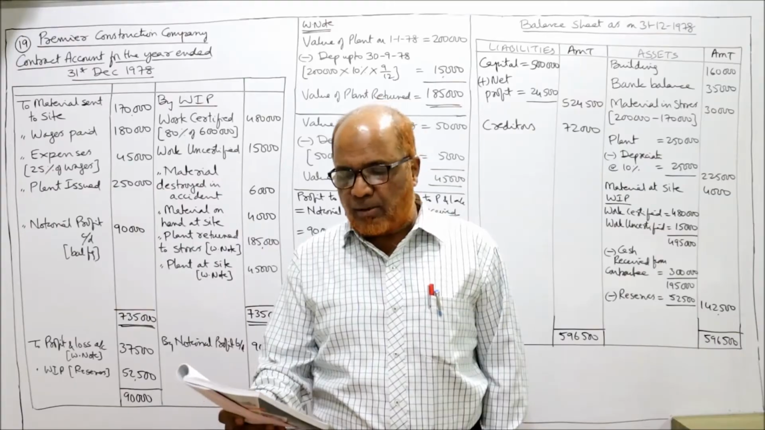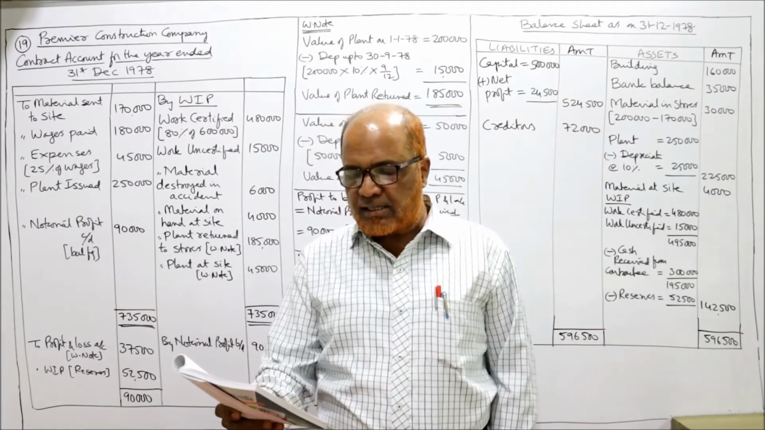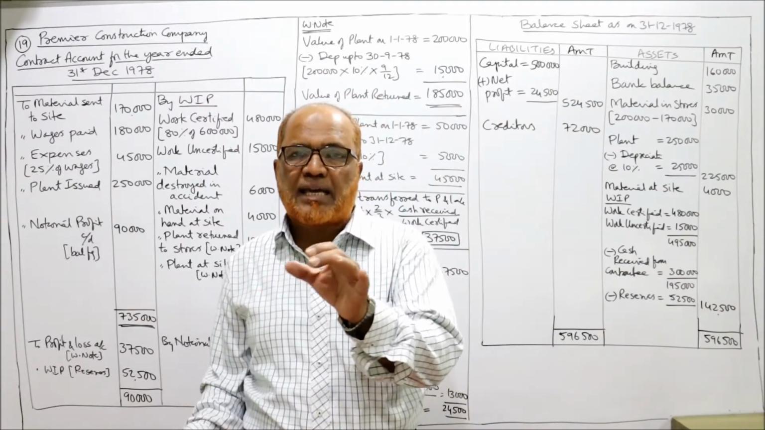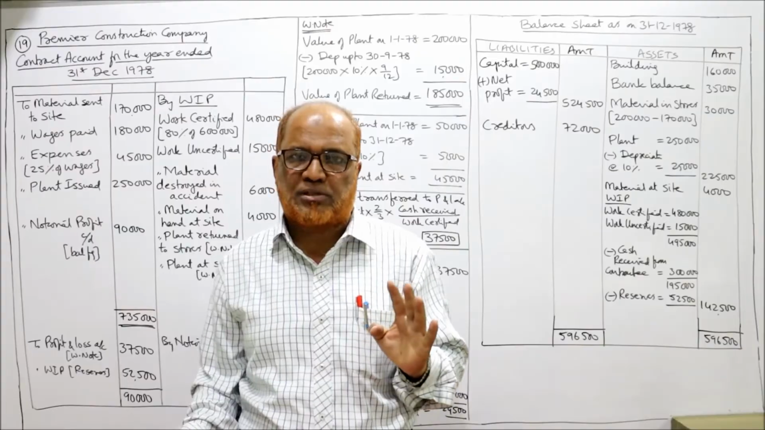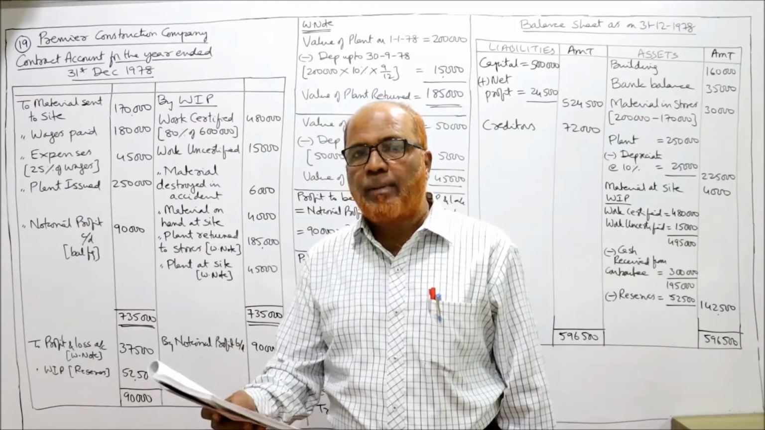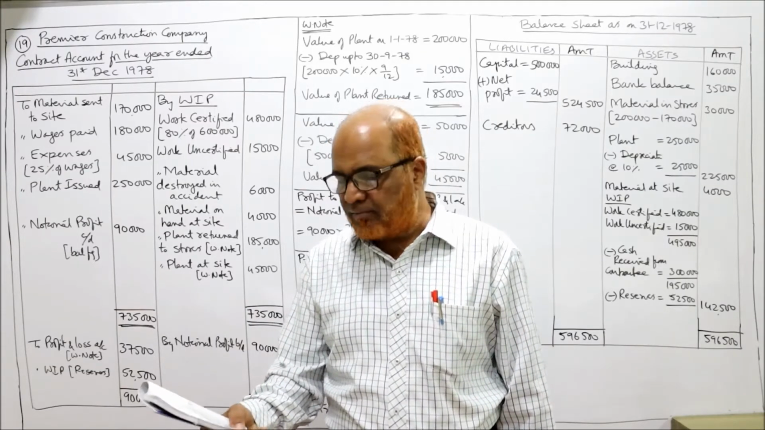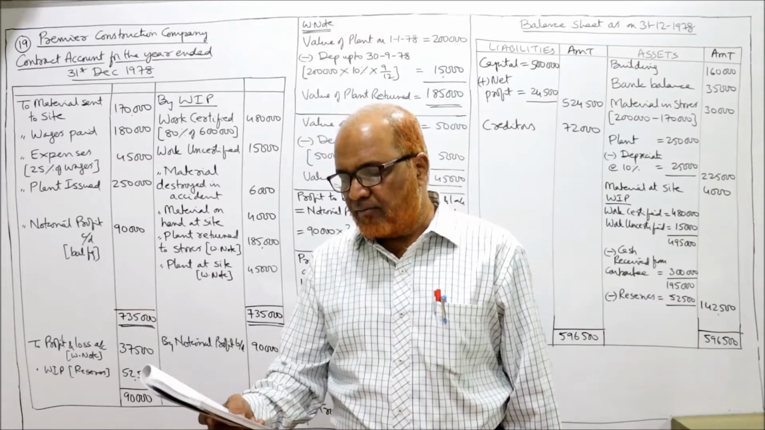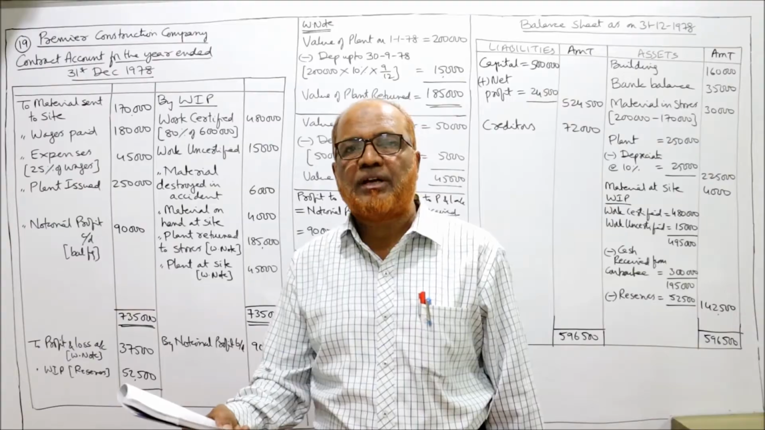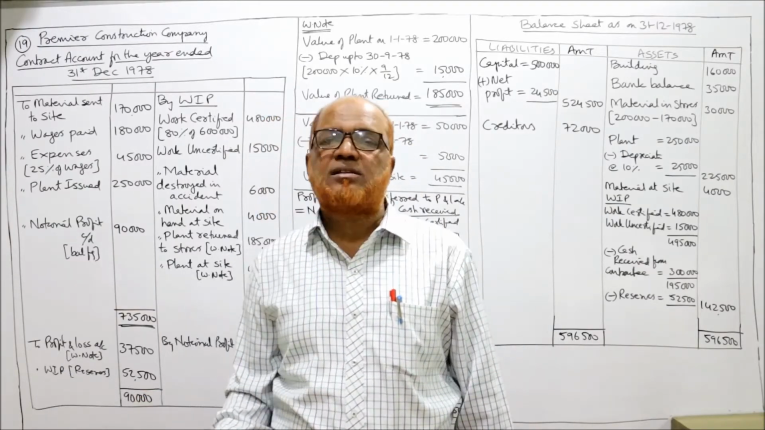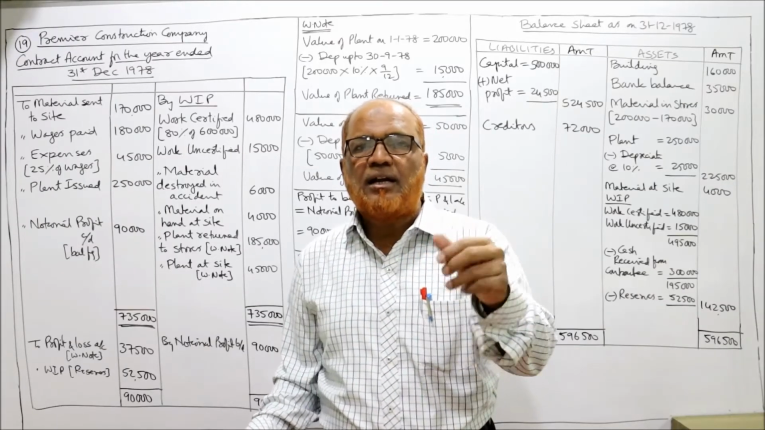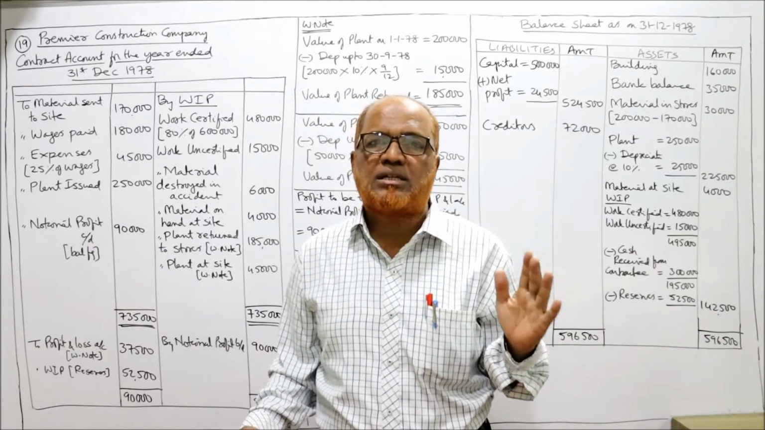So trial balance is given in the problem. The trial balance says contractee's account, amount received 3 lakh. So the trial balance says cash received from the contractee 3 lakh rupees. Then building 1,60,000, creditor 72,000, bank balance 35,000, capital 5 lakh, then material 2 lakh, wages 1,80,000, expenses 47,000, and plant 2,50,000. Total of the trial balance 8,72,000. When the complete trial balance is given tallied, then definitely our balance sheet must also get tallied because trial balance is tallying.